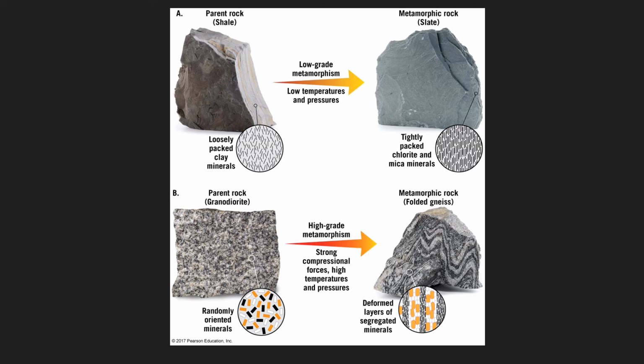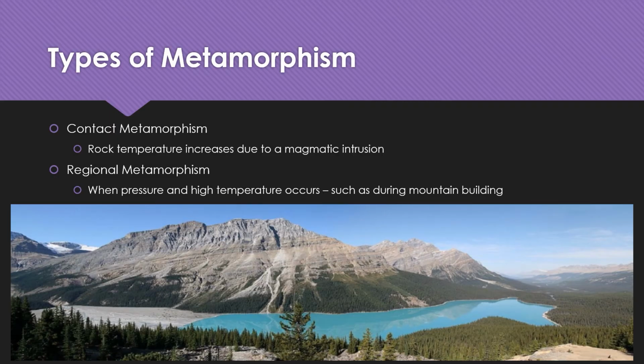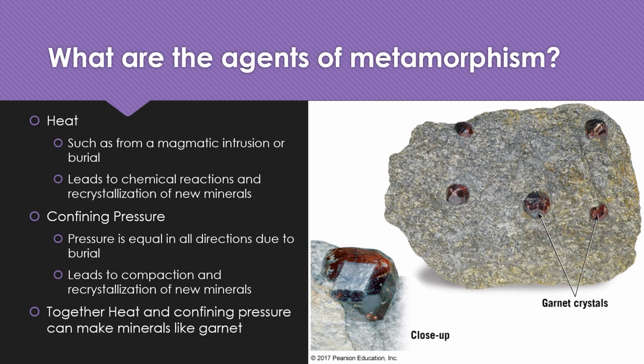The types of metamorphism that we're going to talk about are contact and regional. Contact metamorphism occurs when rock temperature increases due to a magmatic intrusion. Regional metamorphism is when pressure and high temperature occur, such as during mountain building. The agents of metamorphism, which you'll need to know, are heat, such as from a magmatic intrusion or burial. This leads to chemical reactions and recrystallization of new minerals. And confining pressure. Pressure is equal in all directions due to burial. This leads to compaction and, again, recrystallization of new minerals. Together, heat and confining pressure can make minerals like garnet.